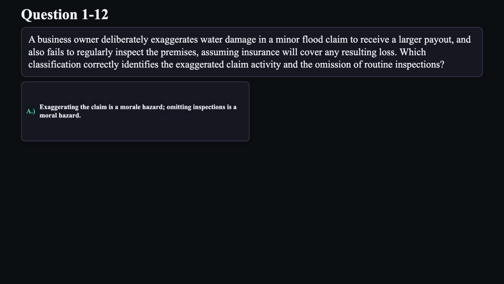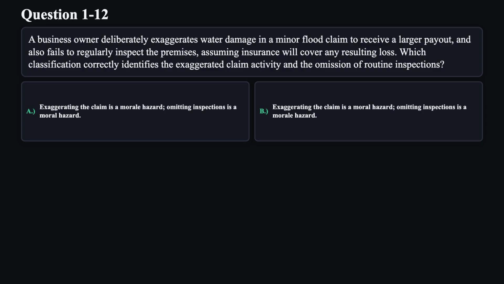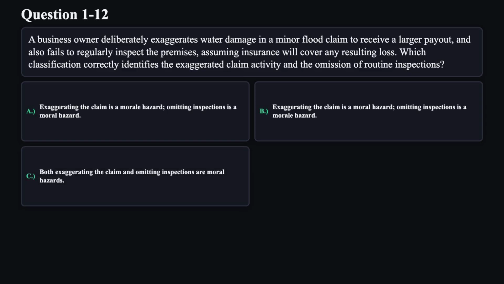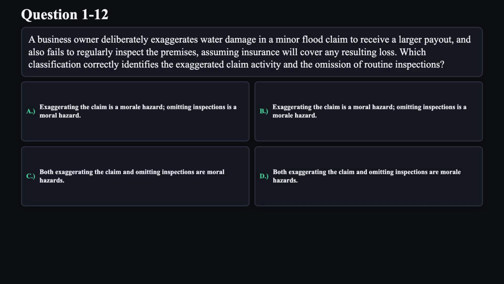A. Exaggerating the claim is a morale hazard. Omitting inspections is a moral hazard. B. Exaggerating the claim is a moral hazard. Omitting inspections is a morale hazard. C. Both exaggerating the claim and omitting inspections are moral hazards. D. Both exaggerating the claim and omitting inspections are morale hazards.